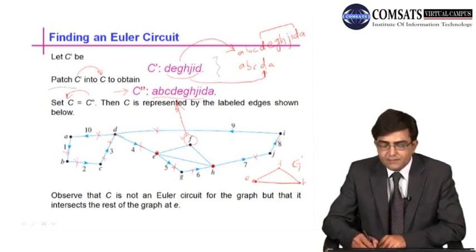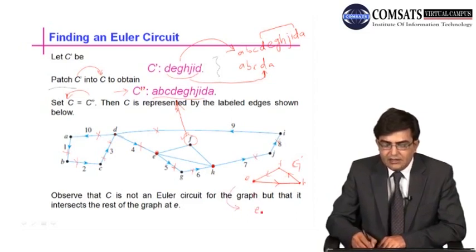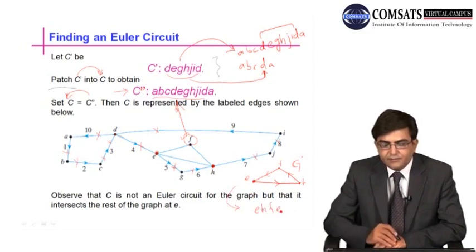I choose E, and I construct a circuit from E to H, H to F, and F to E. So this is a circuit basically E, H, F, E. So this is another circuit, you can say it C dash.